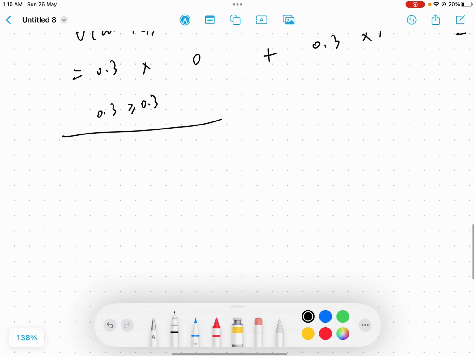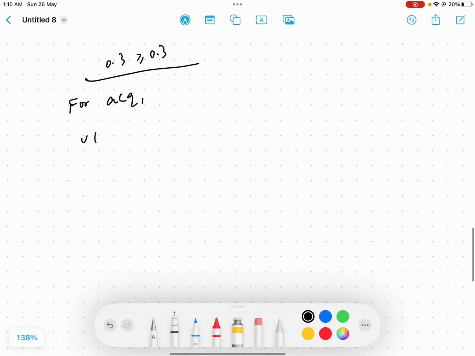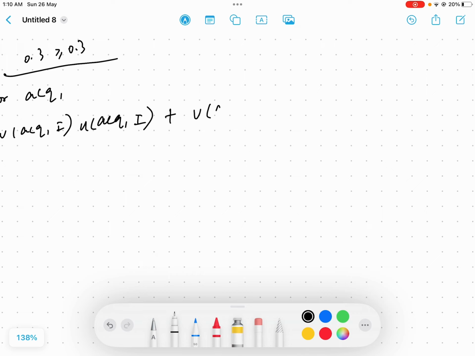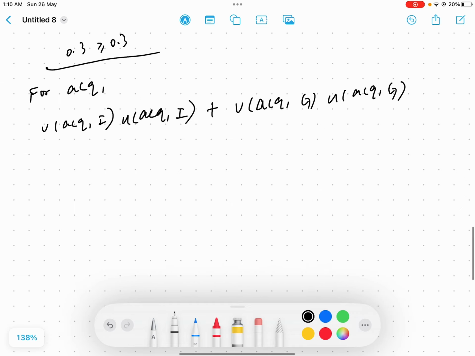Then the next to check is for the acquit. Similarly, we have acquit I, U acquit I, and how about G? Acquit G, U acquit G. So this is 0.4 times 1 plus 0 times 0, and this is just 0.4.